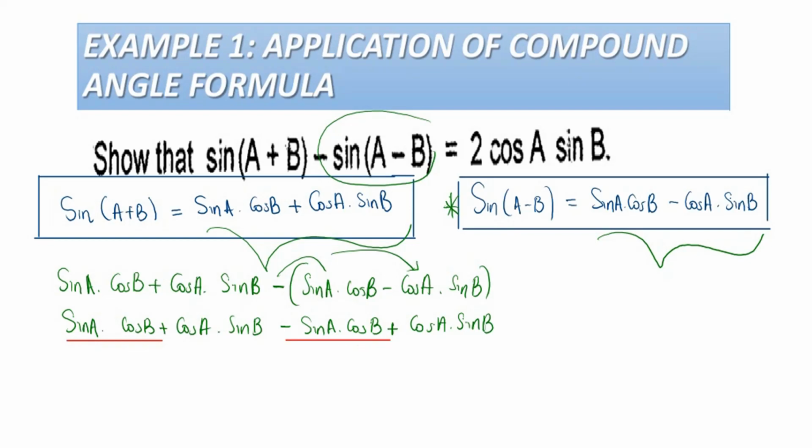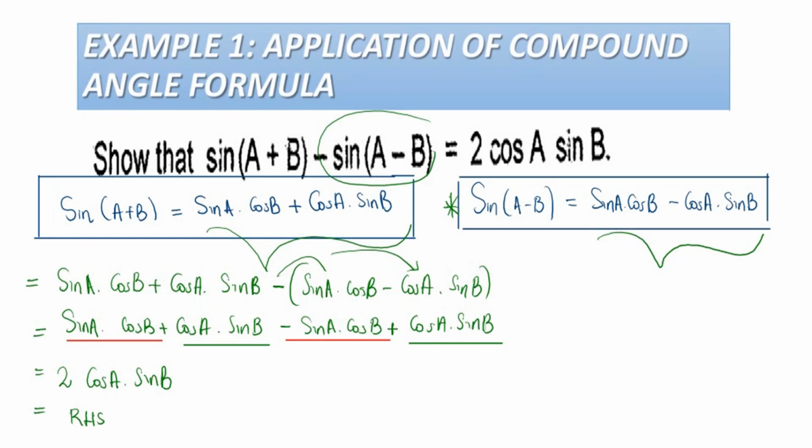So plus sine A times cos B minus sine A times cos B, that is 0. Add your other like terms, plus cos A times sine B plus cos A times sine B. So we've got two of those, right? That means that you've got 2 cos A times sine B, right? And what do we see? We see that we've basically proven that your left-hand side is equal to your right-hand side, right?